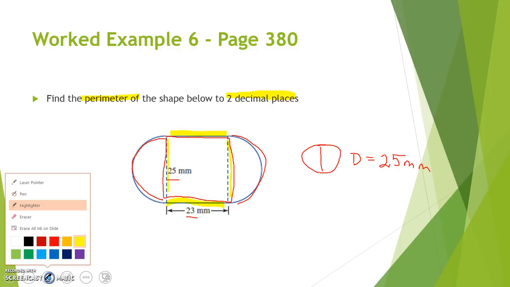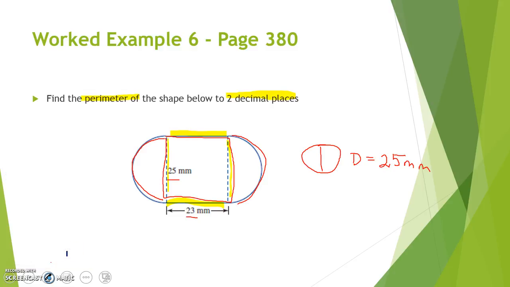So I'm going to change the color here. Let's change it to blue. So we need to add up this bit, and then these two sides. So that's our perimeter. Let's look at the formula.